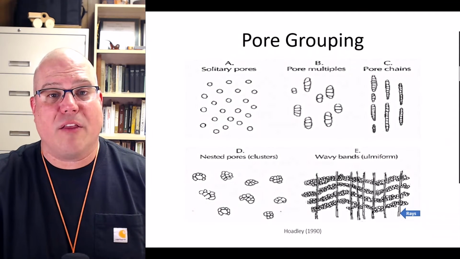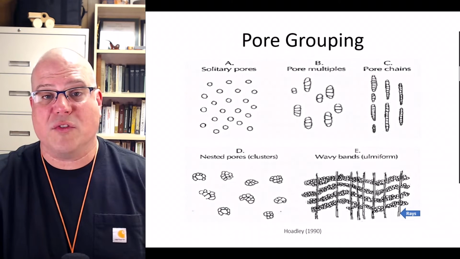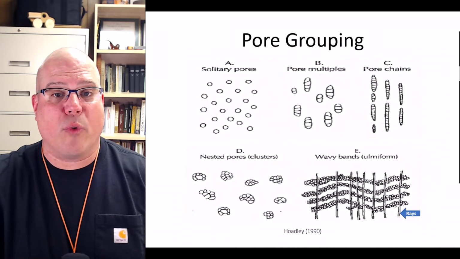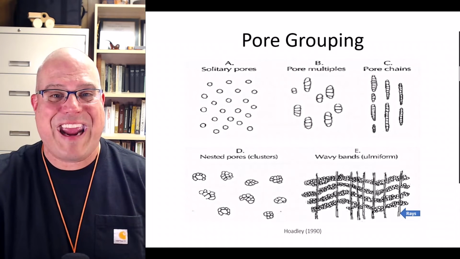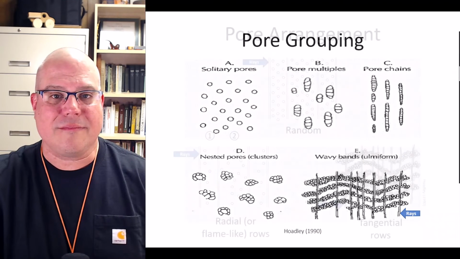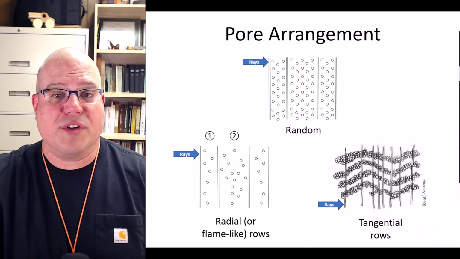Finally, when pores come together to form long horizontal strips, we call those wavy bands. Hardwoods can have more than one kind of grouping in the same growth ring, so when you view your specimen under a hand lens, take time to make sure you note all the types you see. Next, we'll look at how the pores are arranged.